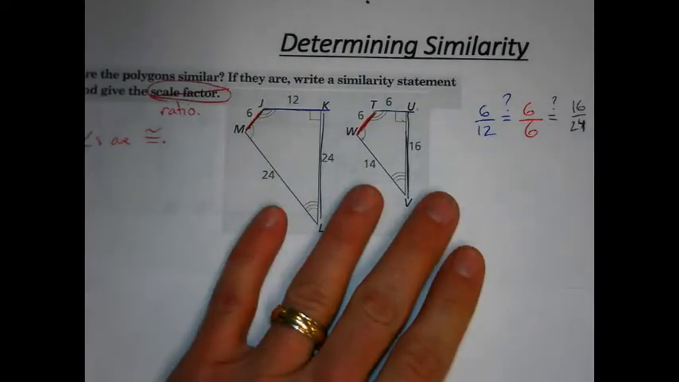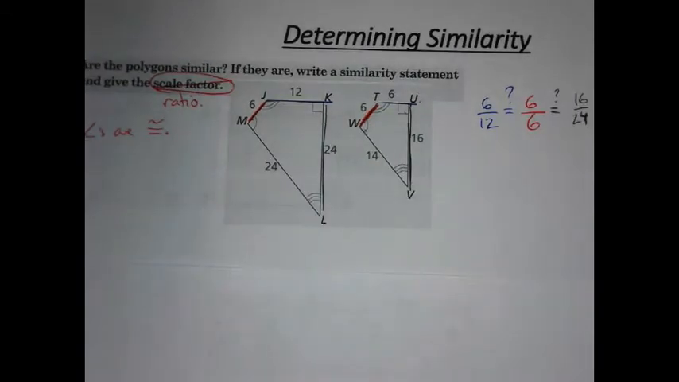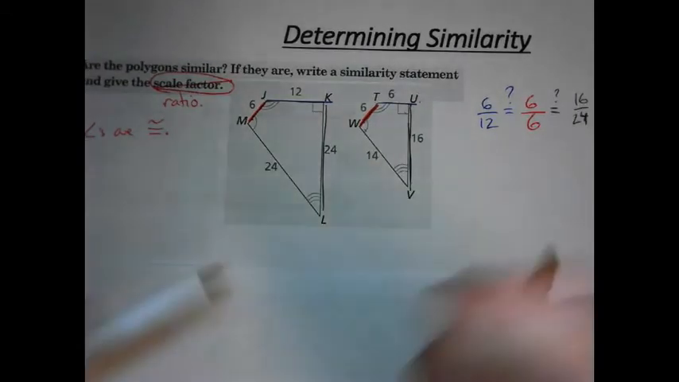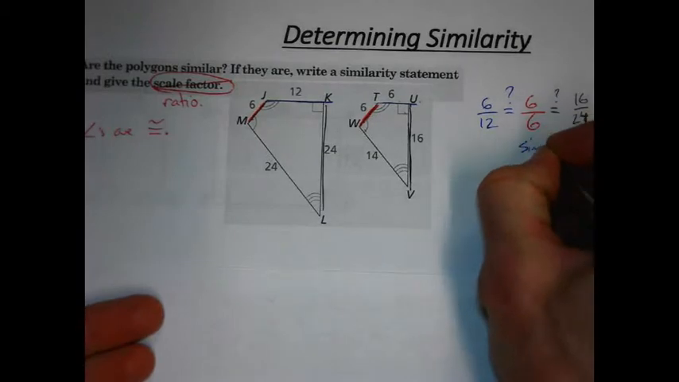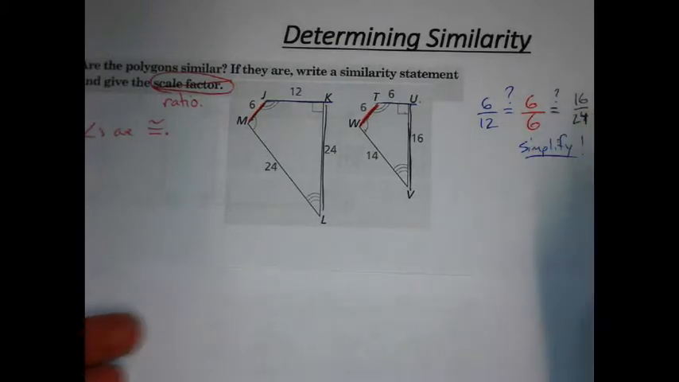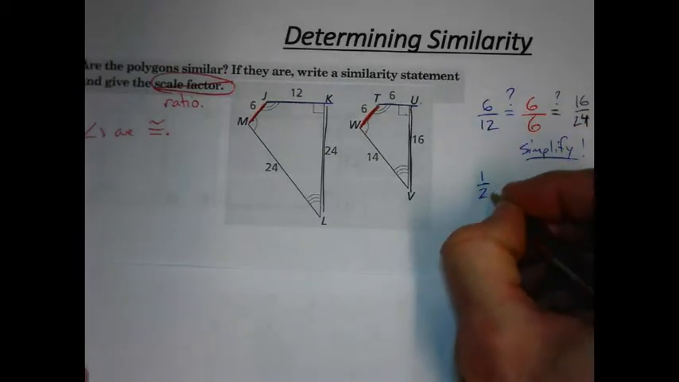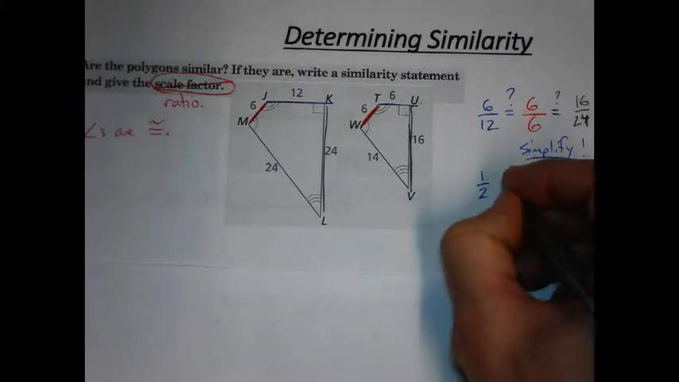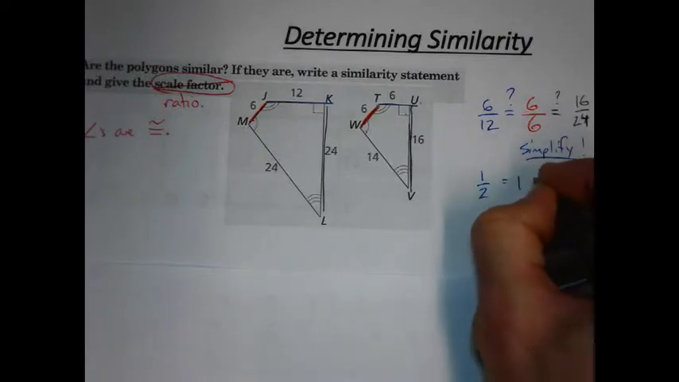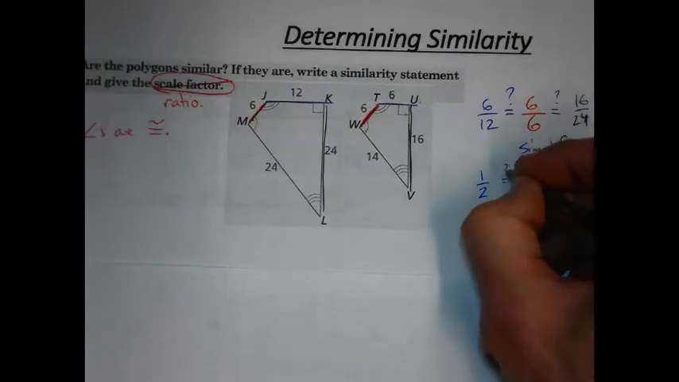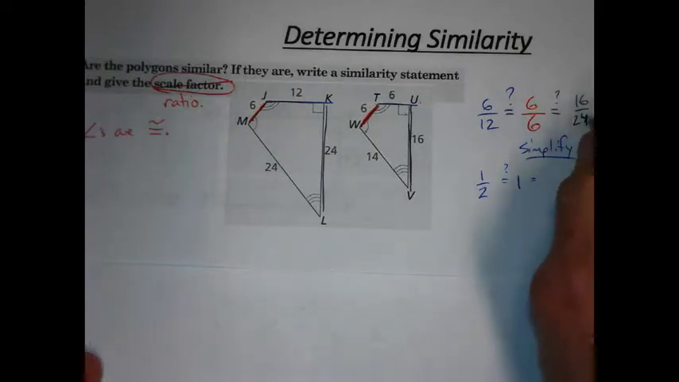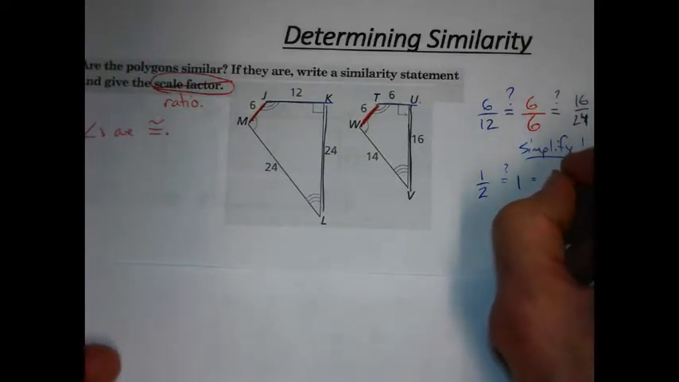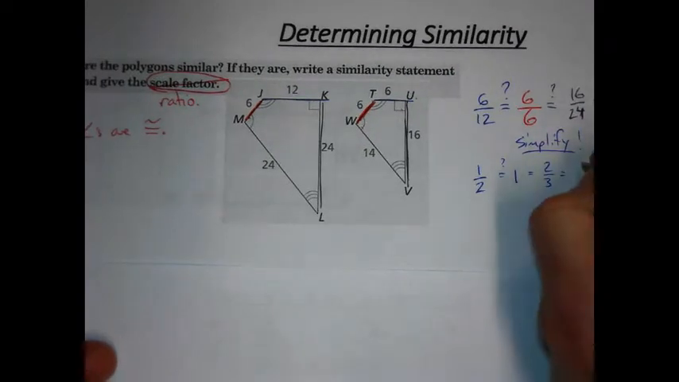Well, let's simplify everything and make your life easier. So let's simplify everything. 6 to 12, hopefully you should know by now, is 1/2. 6 to 6 is 1. 16 to 24, both of them are divisible by 8, so 2/3. And then 14 to 24, both of them are divisible by 2, so 7 to 12.